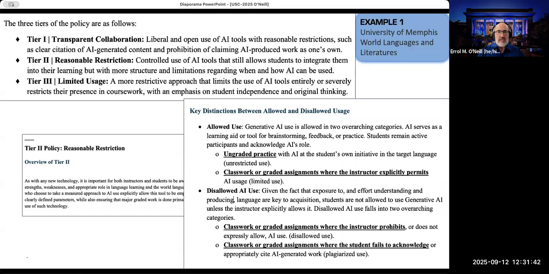And here's an example of syllabus statements. One good thing to do would be having on your syllabus what students are and aren't allowed to do with the chatbot. At the U of M in the World Languages and Literatures Department, we've come up with 3 different tiers that instructors can choose from. So the instructor decides at the beginning of the semester, for my students, I'm going to use tier 1, for example.